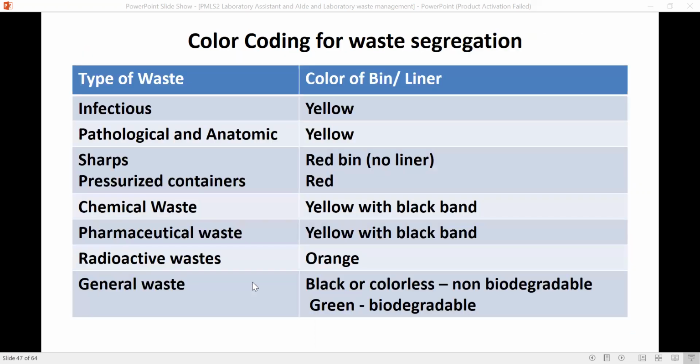And so this slide is very important. I usually give this in the exam kasi sa board exam tinatanong din ito na yung color coding, no, for waste segregation.